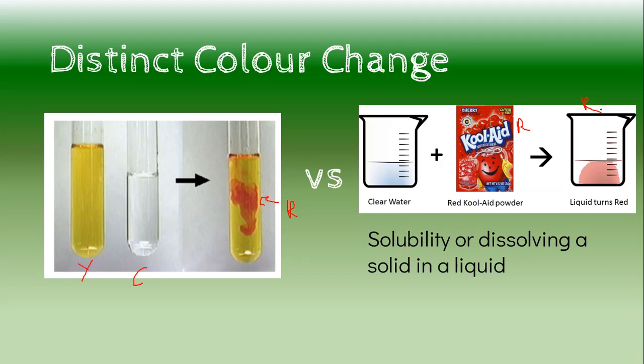Distinct. So now if I added red to a clear liquid and it came out purple or green or yellow, that would be a color change. But this, my friends, is an example of a physical change. You're just dissolving something, or making delicious Kool-Aid.